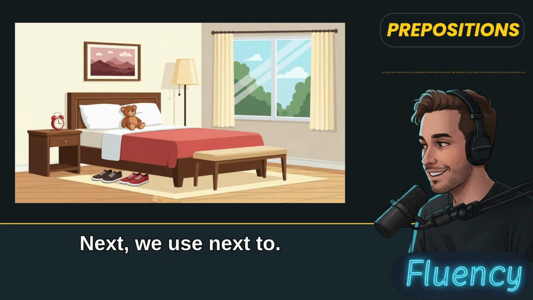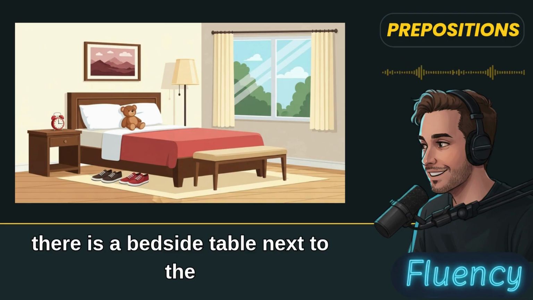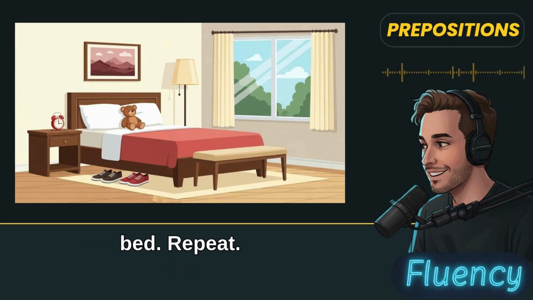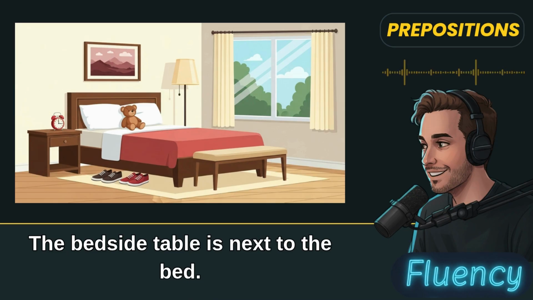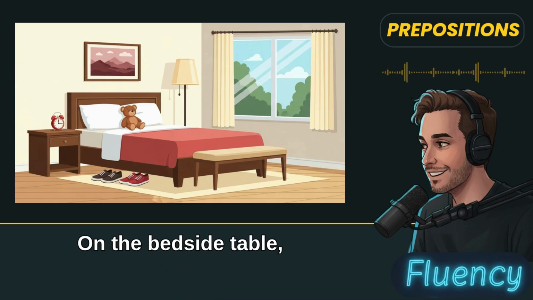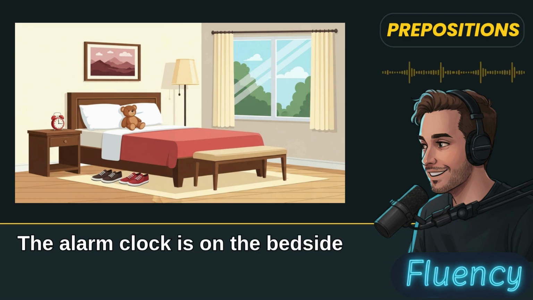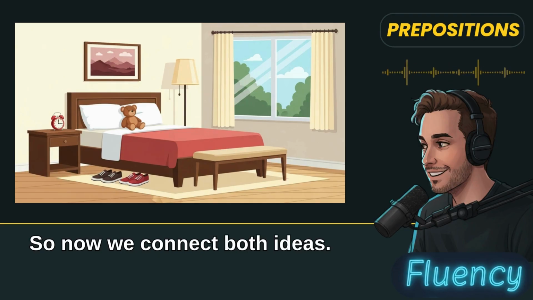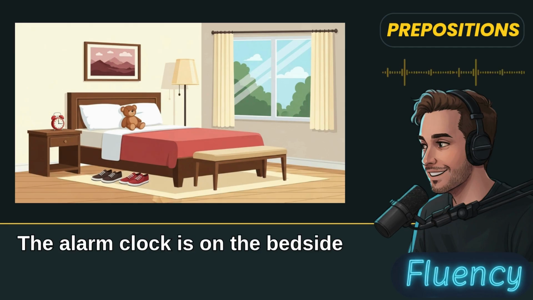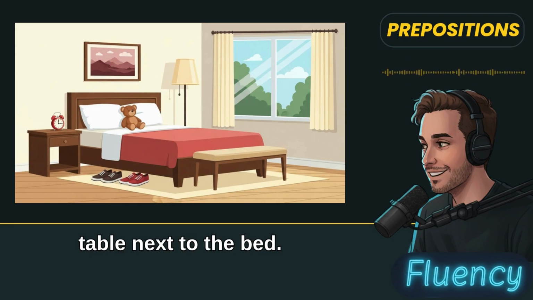Next, we use next to. In the bedroom, there is a bedside table next to the bed. Repeat. The bedside table is next to the bed. On the bedside table, there is an alarm clock. Repeat. The alarm clock is on the bedside table. So now we connect both ideas. The alarm clock is on the bedside table next to the bed.